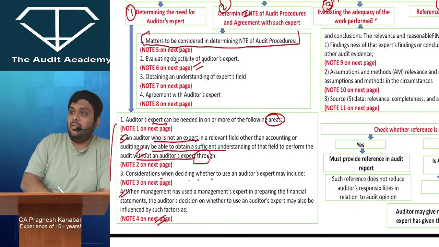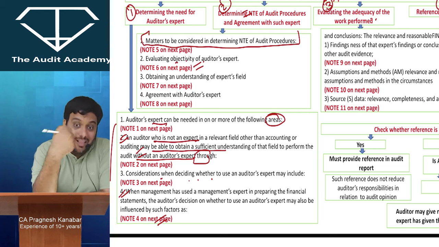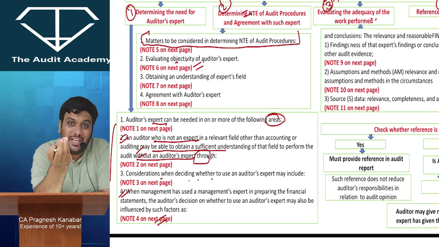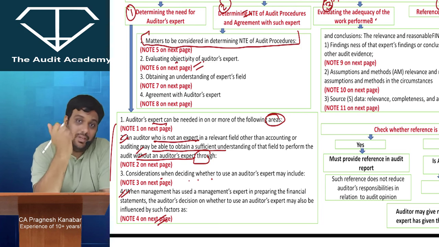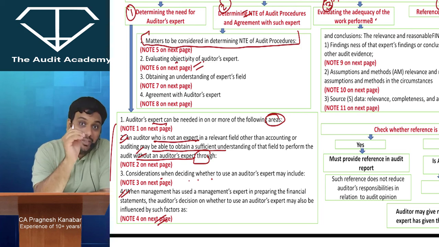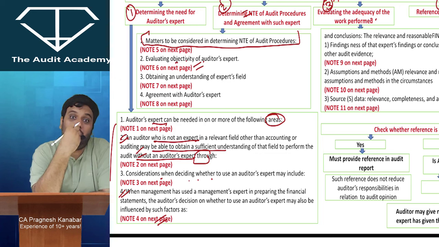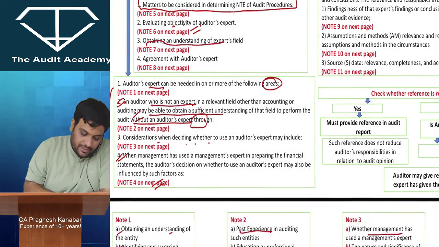Then, if you are using the work of, let us say, an architect or engineer in the construction industry, and you want to tell that expert what you expect from him, you should have some understanding of the expert's field. Only then can you have a word with that person. We don't have understanding of the doctor's field also, but we do discuss with the doctor the next course of treatment. So even to discuss with that doctor, you should have some basic understanding. That is the point: obtaining an understanding of the expert's field.